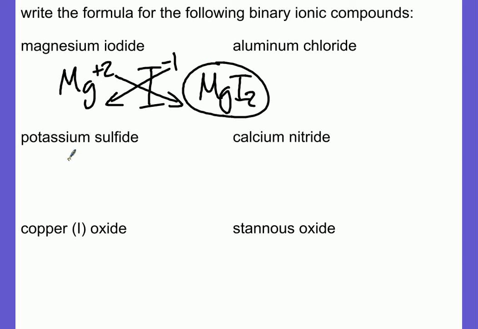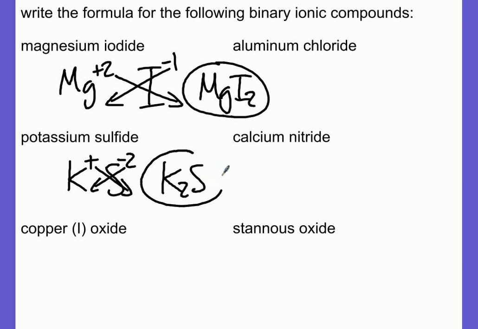Potassium sulfide. Potassium has this symbol and has a +1 charge. Sulfide, it's a sulfur with a -2 charge. It's like oxygen, it needs to gain 2 to be full. So it gets that -2 charge. I cross those 2 numbers, and I need 2 potassiums to balance out a sulfide. So that's my formula.